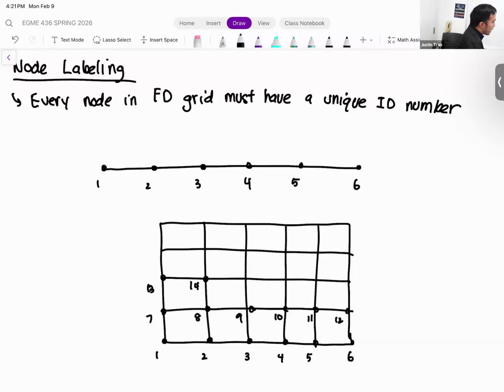So that's one way to provide the node numbers. You start in the bottom left, go left to right, and when you reach the end of the row, you go to the next one. But of course, in 2D, that's not the only way you can number it. You can go up the columns instead. Another node numbering scheme would be, I'm going to use purple for this, 1, 2, 3, 4, 5, 6, 7, 8, 9, 10. That would be another way you could number the nodes.